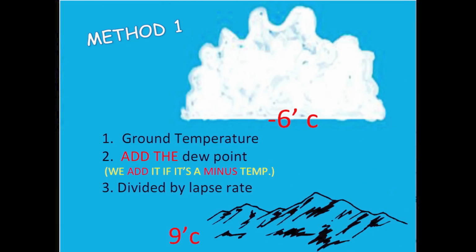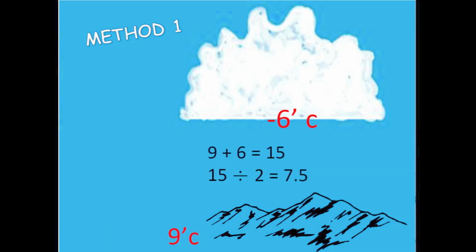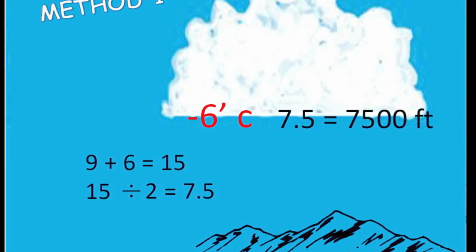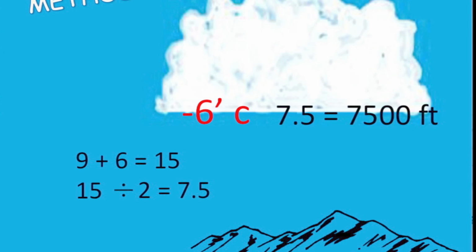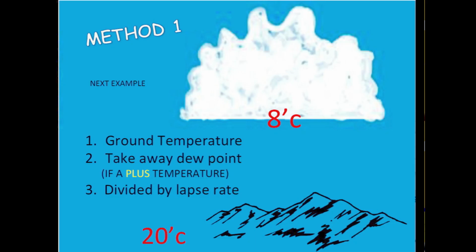Okay, so here is your equation for the minus temperature dew point. Take your ground temperature, you add the dew point, we add it if it's a minus temperature, and then we divide it by the lapse rate. We want the full distance between the ground and the dew point. Okay, so here it is. 9 on the ground plus 6, which is your dew point, equals 15. That 15 divided by 2, 2 is your lapse rate, which gives you, in this case, 7.5. You then take that 7.5, move the decimal over 3 places, and you end up with 7,500 feet for your dew point height. Alright, exciting.